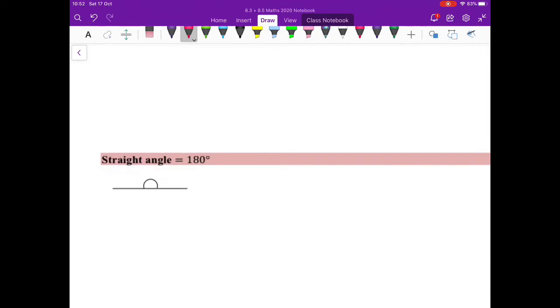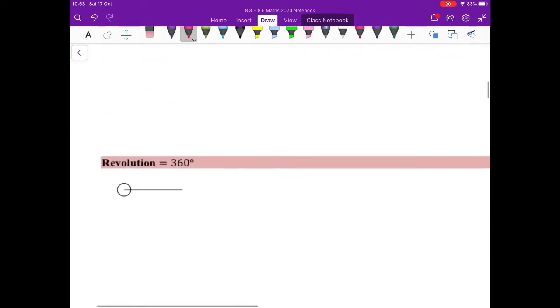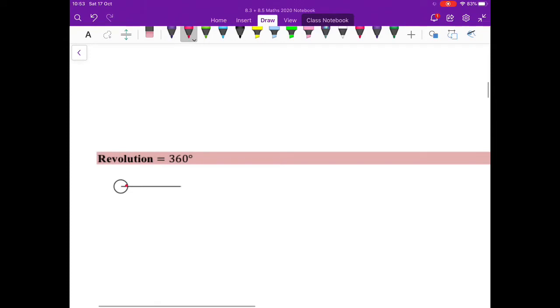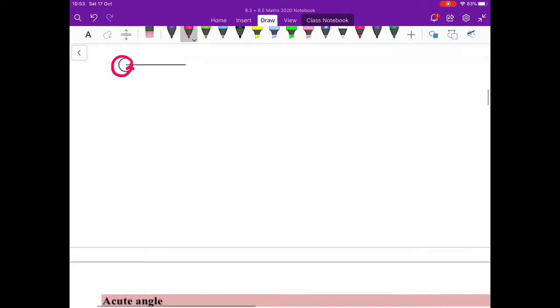The next one is a straight angle. So this would be the vertex. It is that size, and it can also only have a magnitude of 180 degrees, no smaller, no bigger. A revolution is the angle that goes from here right around, and that measures 360 degrees.